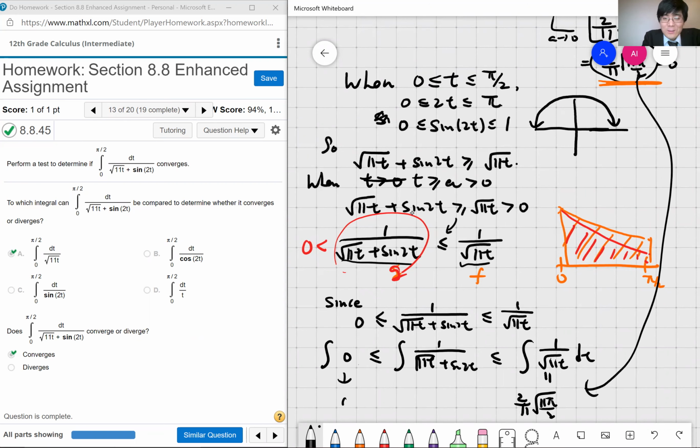And this one is clearly 0. So this one, we don't know how to find the value, but it is bounded below by 0 and bounded above by some number. So it means this integral converges. Okay.